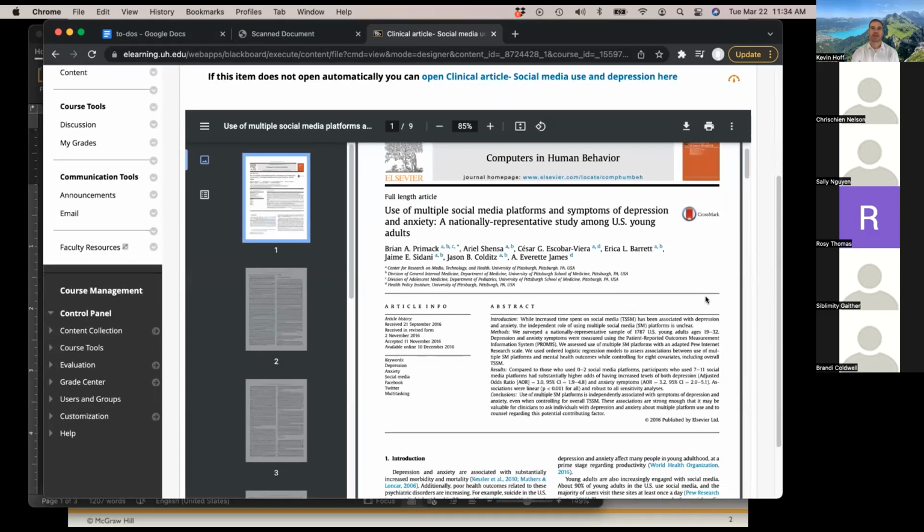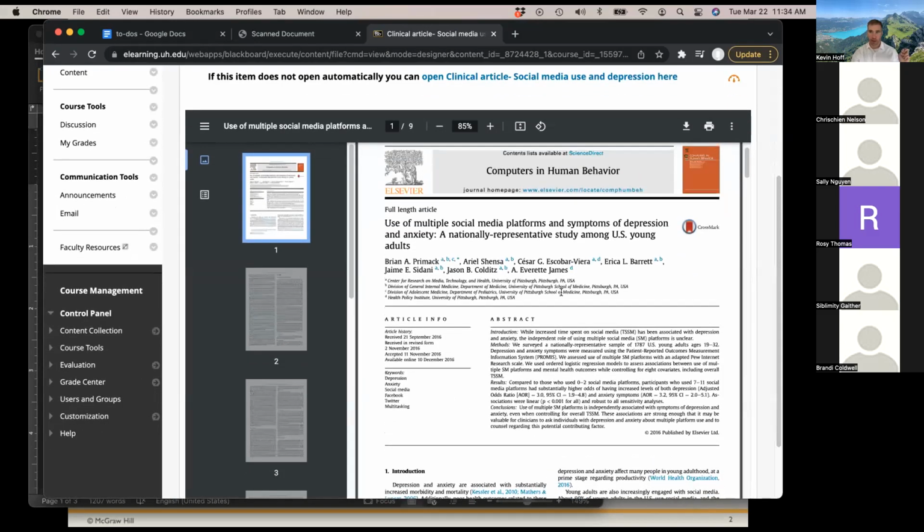So this is the one that I called the clinical article, published in Computers in Human Behavior, which is a journal that publishes a variety of things. The reason I call it clinical is because it has to do with symptoms of depression and anxiety. The article is basically about how social media use predicts symptoms of depression and anxiety. So that's one of the options.